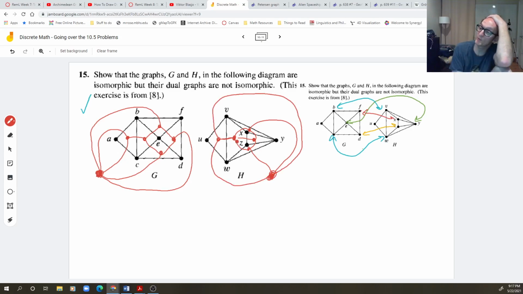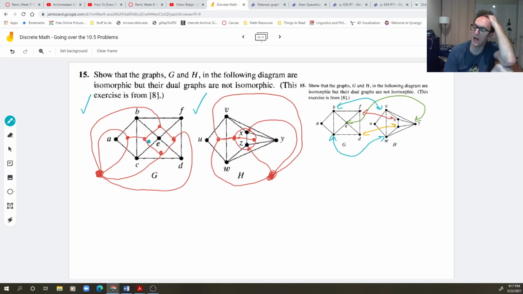So this outer region had degree 4. This vertex has degree 4. This region, like I said, is degree 4. This vertex has degree 4. Degree 3, degree 3, degree 3, degree 3. So, yeah, and I've already kind of said it. The reason why these two graphs are not isomorphic is that this one has a vertex of degree 4, and this one doesn't. All right, so that's kind of incredible.